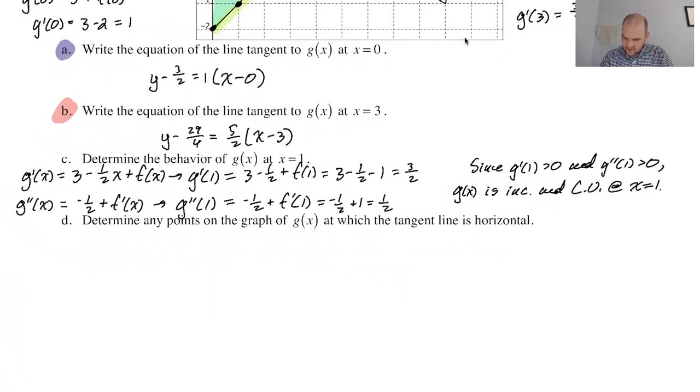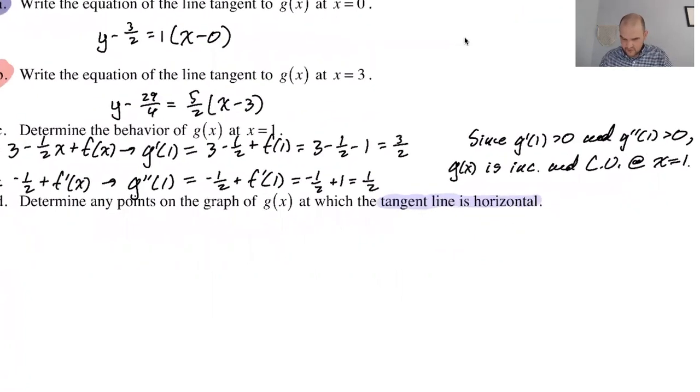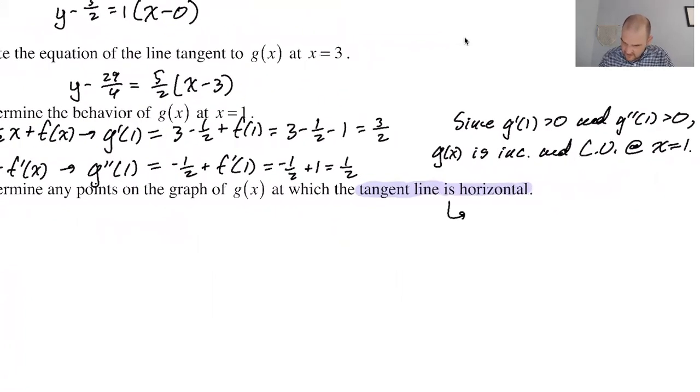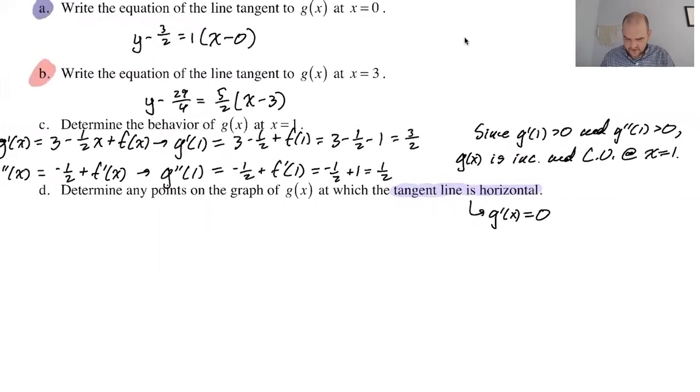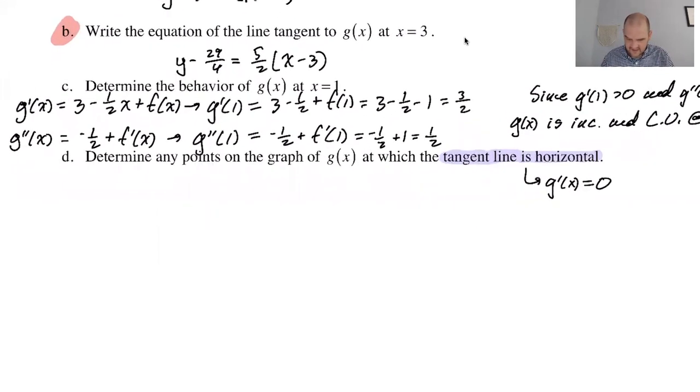Determine any points on the graph of g of x at which the tangent line is horizontal. So horizontal is a word that I look at and I immediately think, if the tangent line is horizontal, then I know that the derivative, so this is just telling me that g prime of x will equal 0. So that's what I need to be true. I need g prime to equal 0. So what is g prime? So let's copy that down.